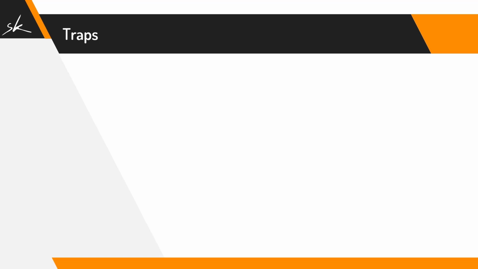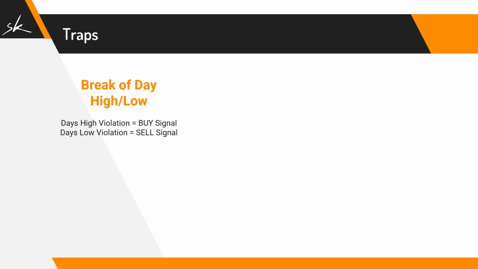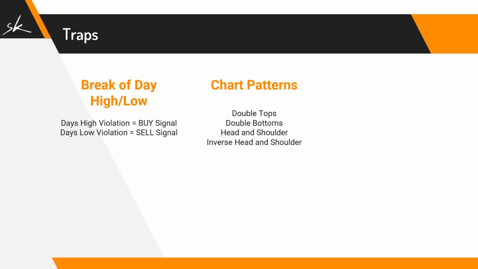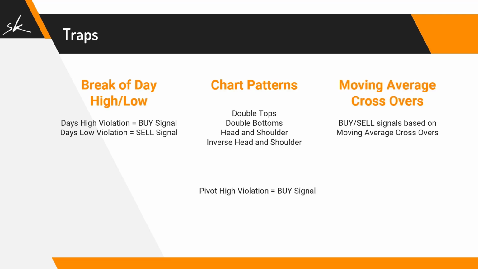Based on conventional technical analysis, traps can form due to multiple reasons. Violation of day high is a buy signal, violation of day low is a sell signal. Therefore, break of day's high or low can create a trap. Breakout of chart patterns like double top, double bottom, head and shoulder, inverse head and shoulder, etc. can create traps. Buy-sell signals can be based on moving average crossovers and create traps. Breakout of pivot high is a buy signal. Breakout of pivot low is a sell signal. Therefore, pivot high and pivot low breakouts can also create traps.